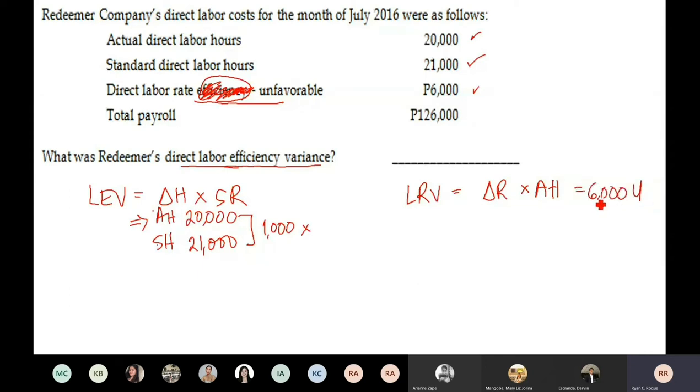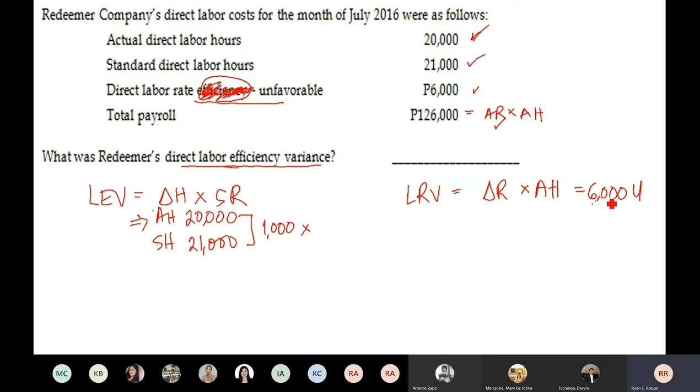Ito ay unfavorable. Check natin kung makukompleto na natin. So, actual rate, standard rate. May actual rate ba tayo? Wala talaga. Pero remember, the total payroll is equal to actual rate times the actual hours. May actual hours ka na, 20,000. So, ang actual rate natin ay 6.30. Okay? Standard rate. Ito nga po yung nawawala. Kaya nga, iibahin natin ang format. Okay?